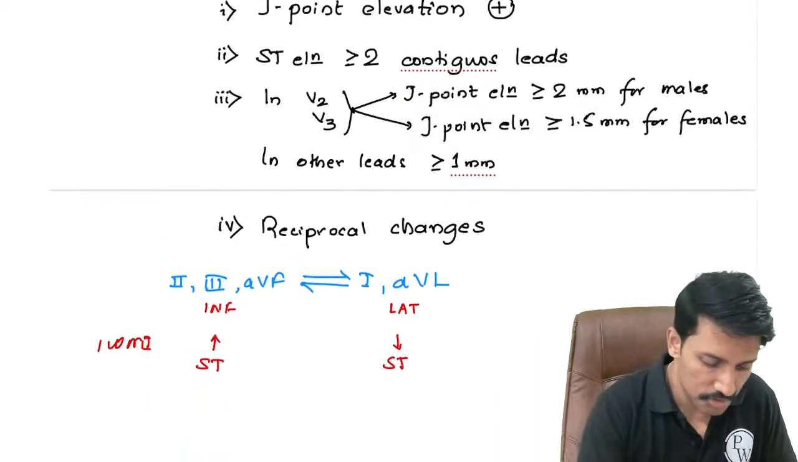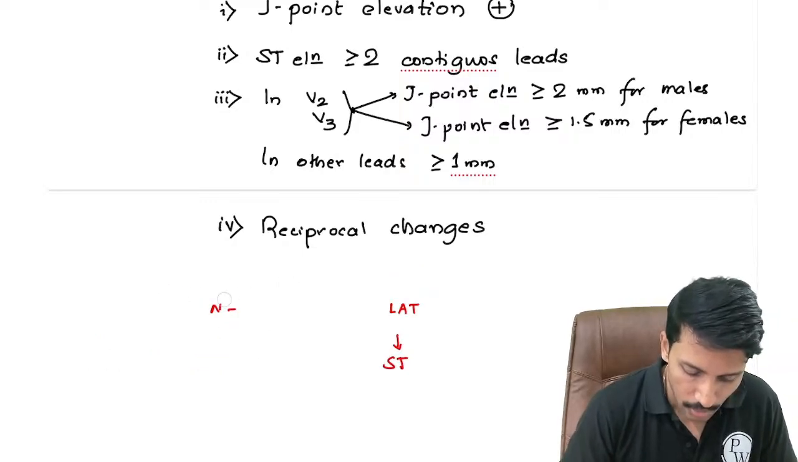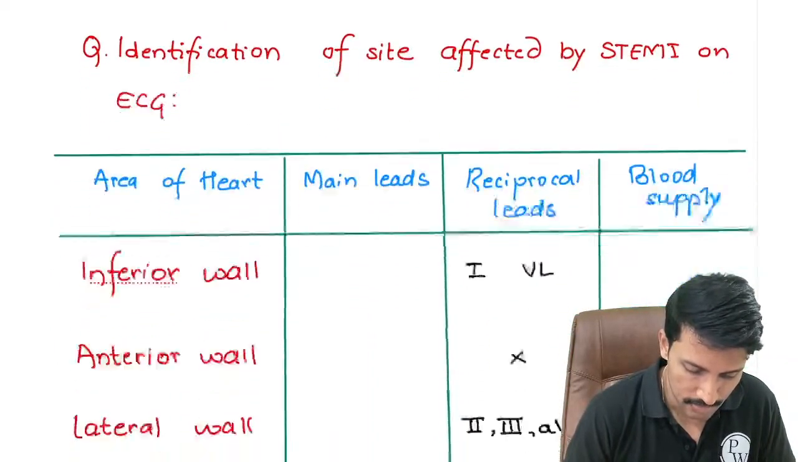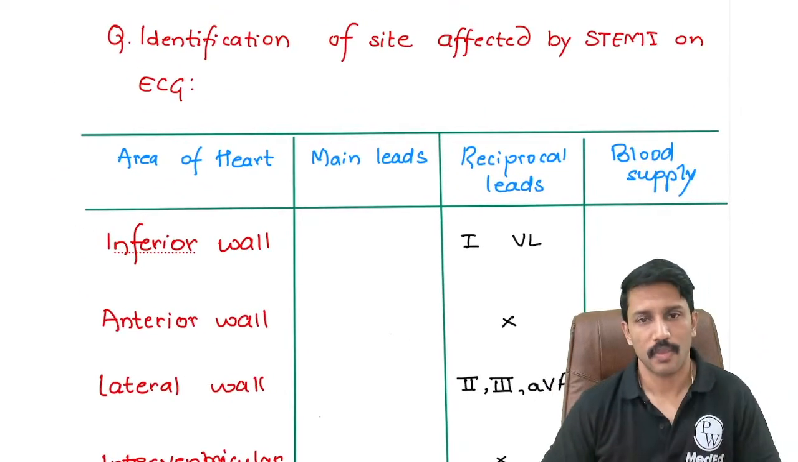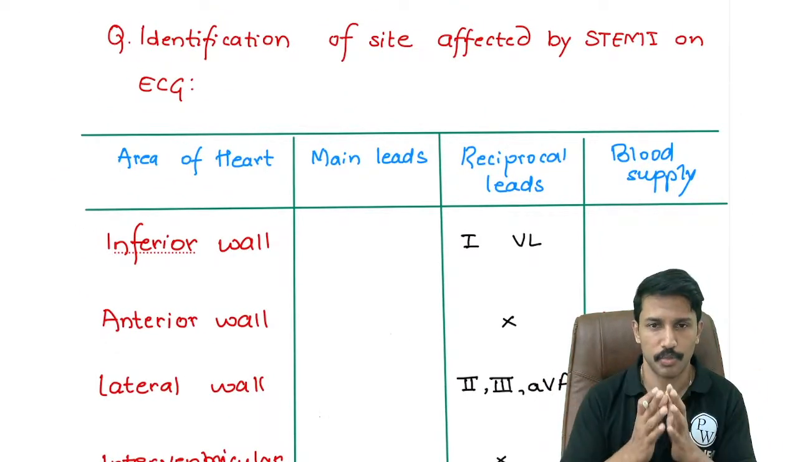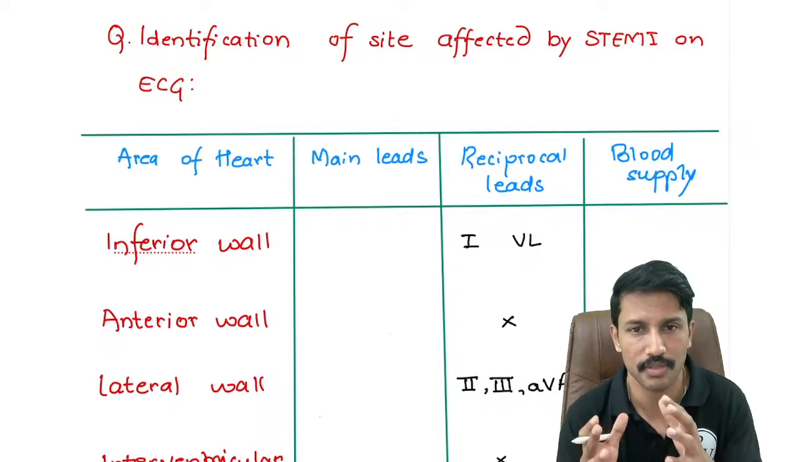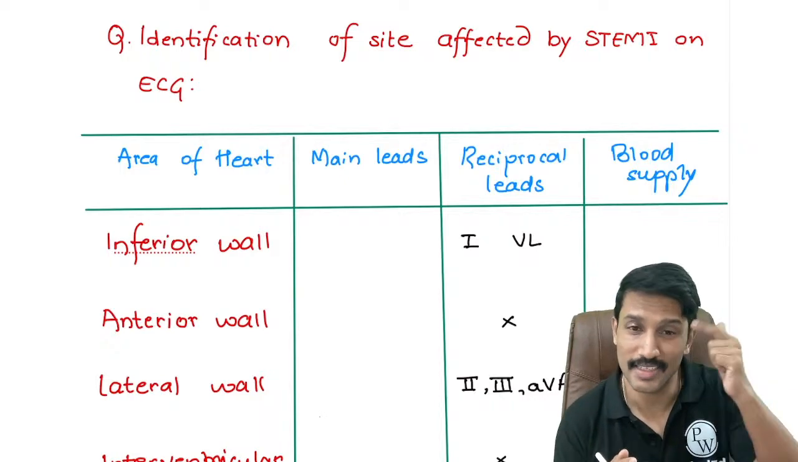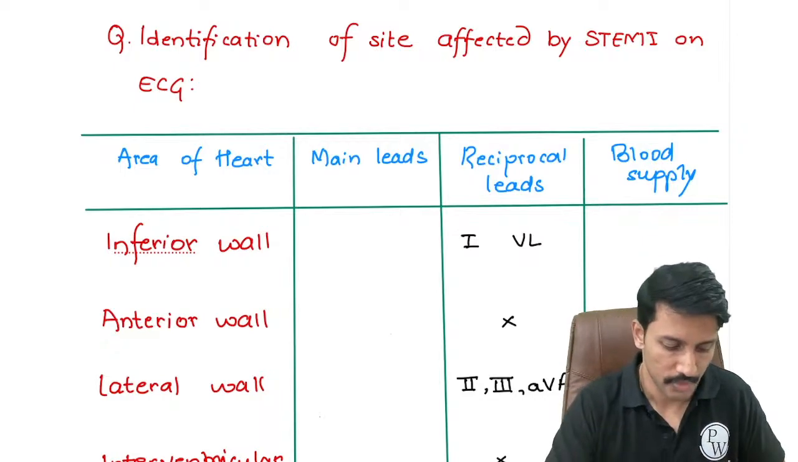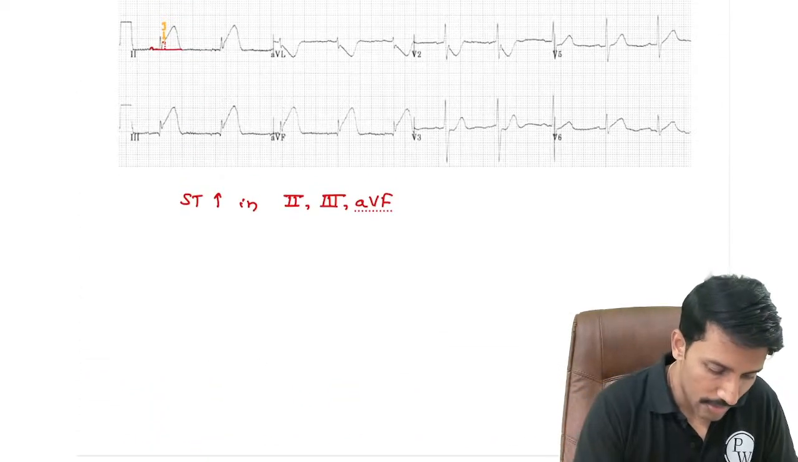Now the question is, how will I recognize which part of the heart is affected in a patient with STEMI? I know how to recognize ST elevation and ST depression, and many of you may be having this confusion: sir, how do I get to know that ST depression is reciprocal changes, right? Okay, we'll sort that out. To understand that, let us look at the heart.